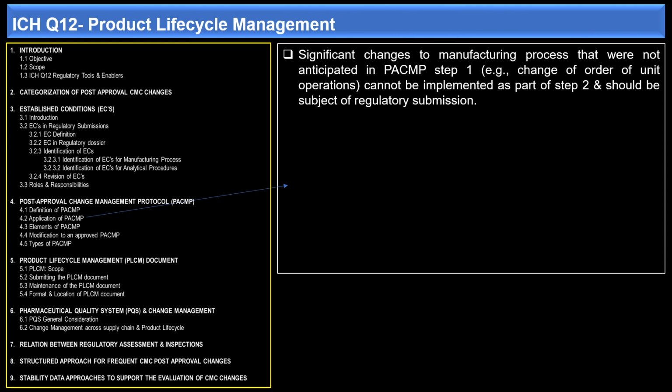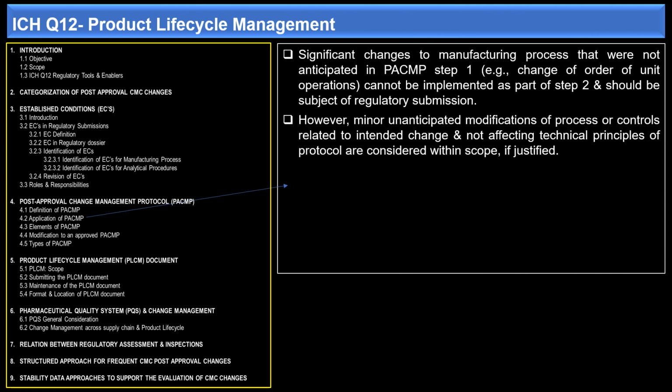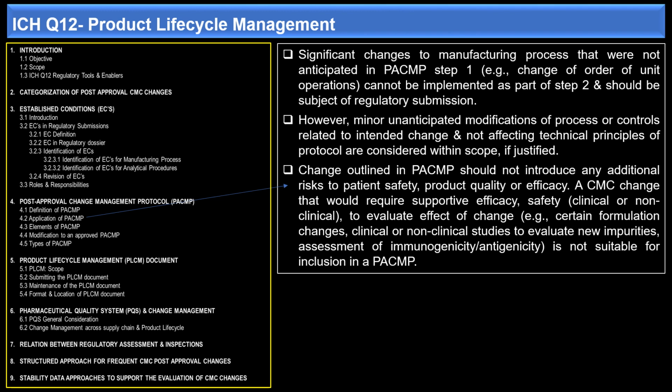Significant changes to the manufacturing process that are not anticipated in the change management protocol of step 1 cannot be implemented as a part of step 2 and should be subjected to regulatory submission. However, minor unanticipated modification of the process or controls related to the intended change and not affecting technical principles of the protocol are considered within scope. Changes outlined in the change management protocol should not introduce any additional risk to patient safety, product quality, or efficacy. A CMC change that would require supportive efficacy or safety data to evaluate the effect of the change is not suitable for inclusion in the protocol.